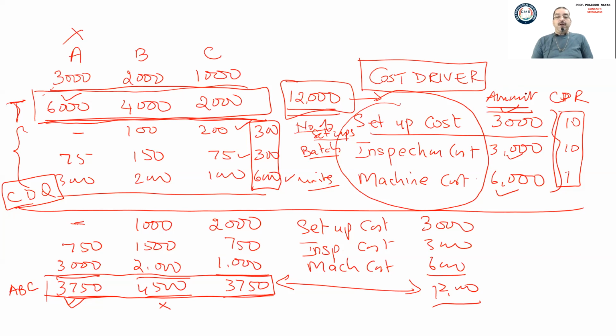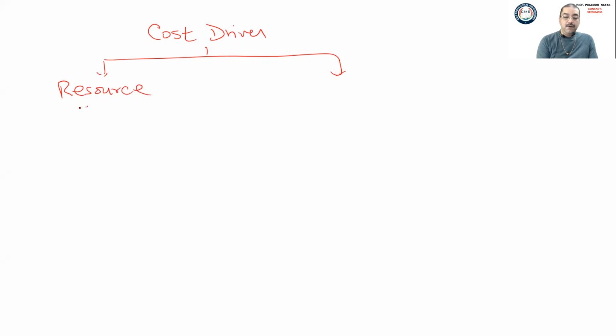Okay. Now, when we are talking about cost drivers, let us also discuss the two types of cost drivers. The first type of cost driver is called resource cost driver. And the second is called activity cost driver. Now, resource cost driver means what? Resource cost driver measures the amount or quantity of resources consumed by an activity.